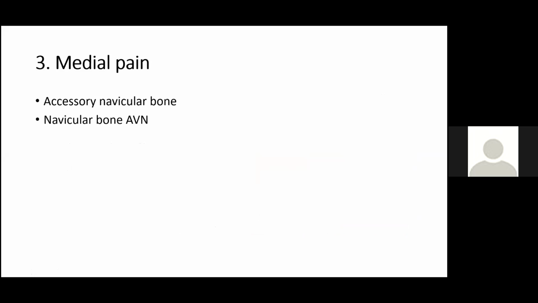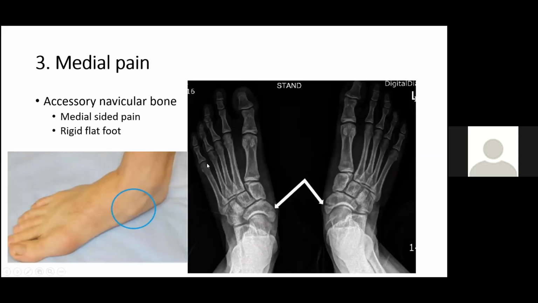But I want to highlight these two, accessory navicular bone and navicular bone AVN. Accessory navicular bone is a congenital abnormality, but they usually present at the age of 40 to 50. So these are usually middle-aged females presenting with medial sided pain. And if you examine the patient, they will have a flat foot, but the difference is this will be a rigid flat foot. When you extend the big toe, the medial arch will not reappear.